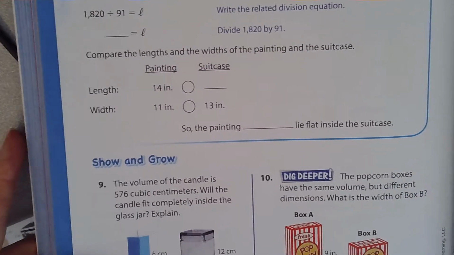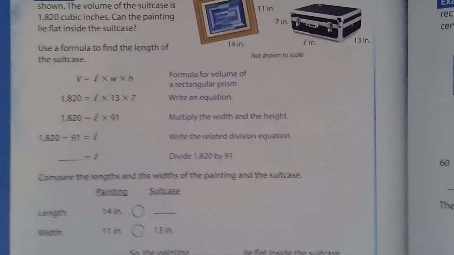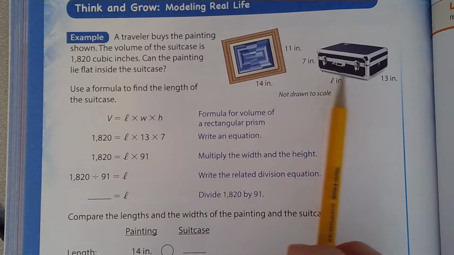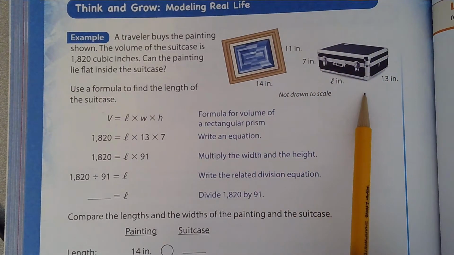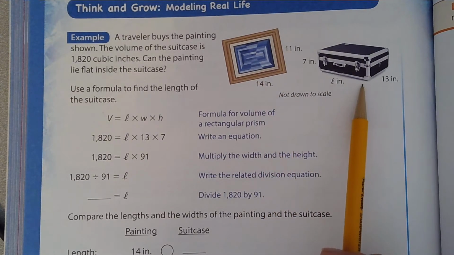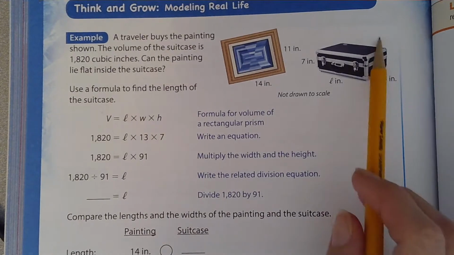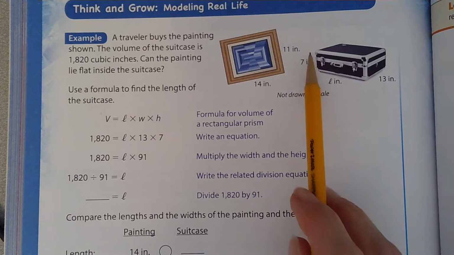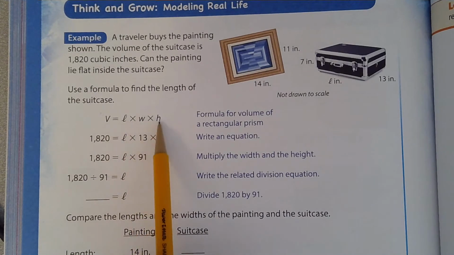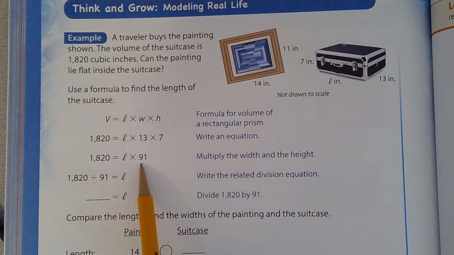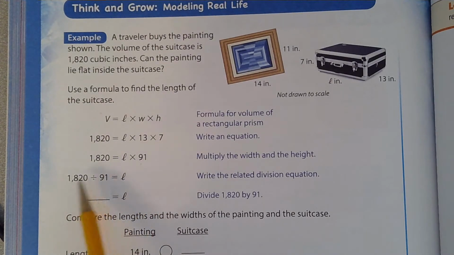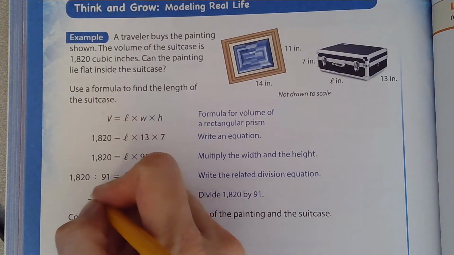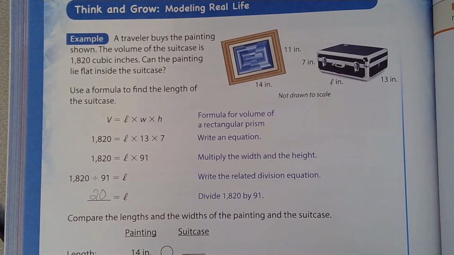A traveler buys the painting shown. The volume of the suitcase, the whole volume, is 1,820 cubic inches. Can this painting lie flat inside the suitcase? We know that this whole thing is 1,820 cubic inches. We have 7 inches height, 13 inches wide, and we need the length. 13 times 7 is 91. They've done that for us. Now we have to divide 1,820 by 91, and that gives us 20. 20 inches is the length.